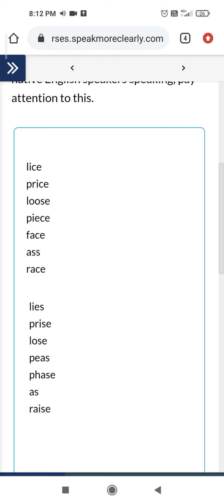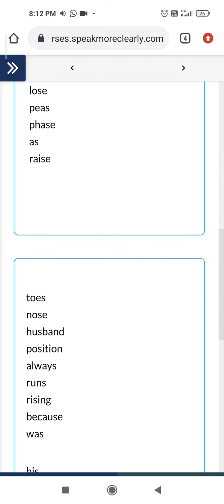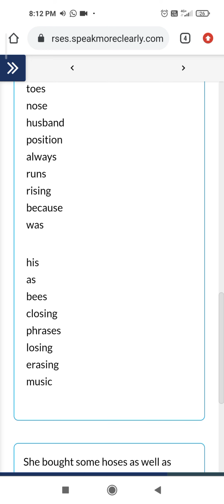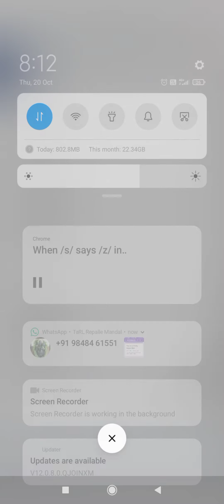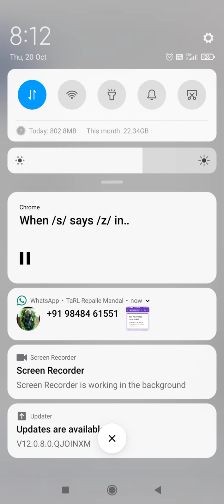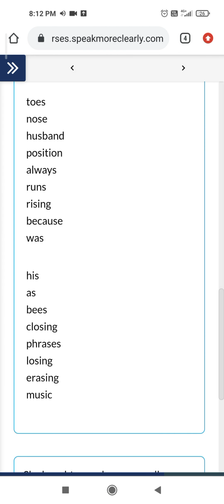Lice, lies. Price, prize. Loose, lose. Peace, peas. Face, phase. Ass, as. Race, raise. Words that are written with an S but where the S says Z.